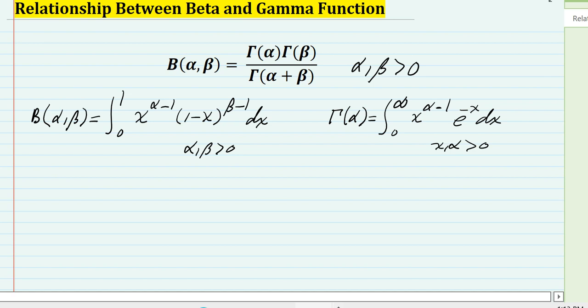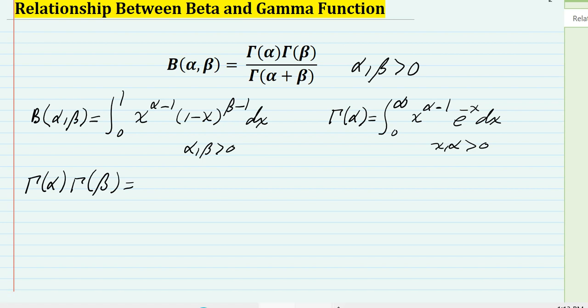Okay, so what we want to show in this video is the relationship between the beta and the gamma function. I have listed both functions in their integral forms, and since we're trying to get from gamma to beta function, I'm going to start with gamma of alpha multiplied by gamma of beta. Let's see where this is going to take us.